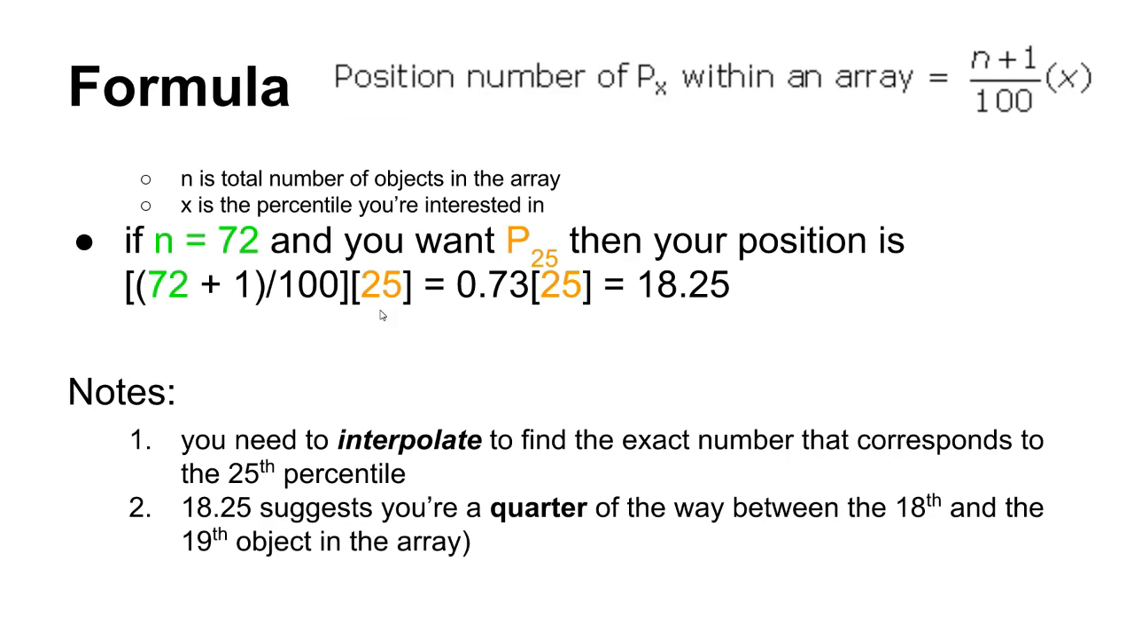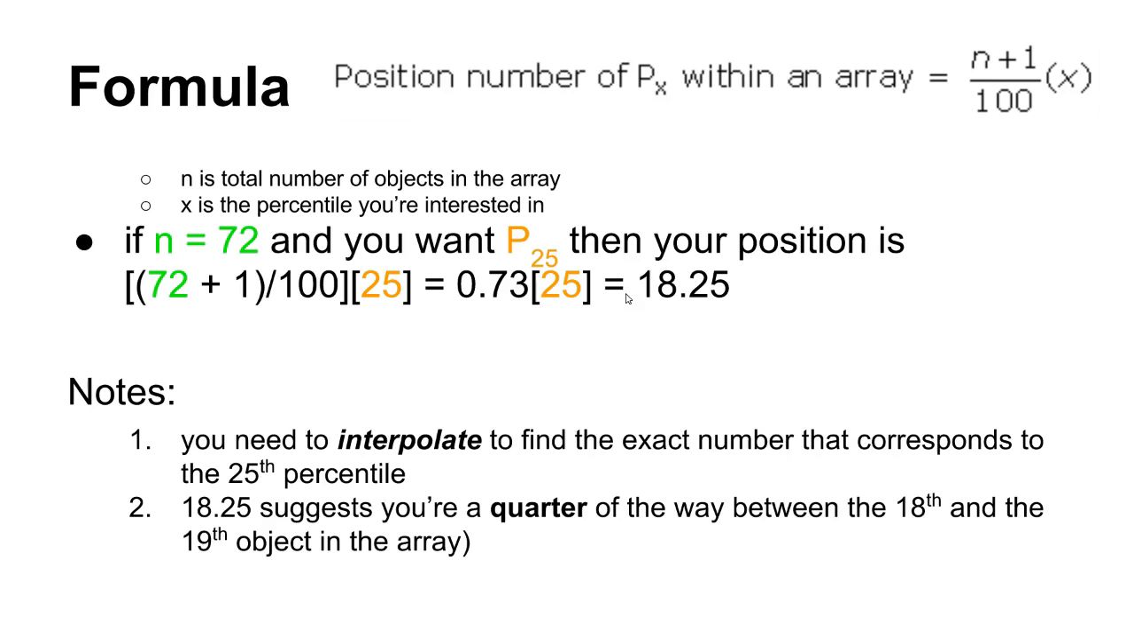You're going to expand and simplify. So equals 0.73 times 25, and in the end you end up with 18.25. That means that the 18th data point and a quarter is going to be your 25th percentile. So you remember, you've got 72 pieces of information in there. Your 18th, and then a little bit more, is the 25th percentile. So everything below that is less than the 25th percentile.